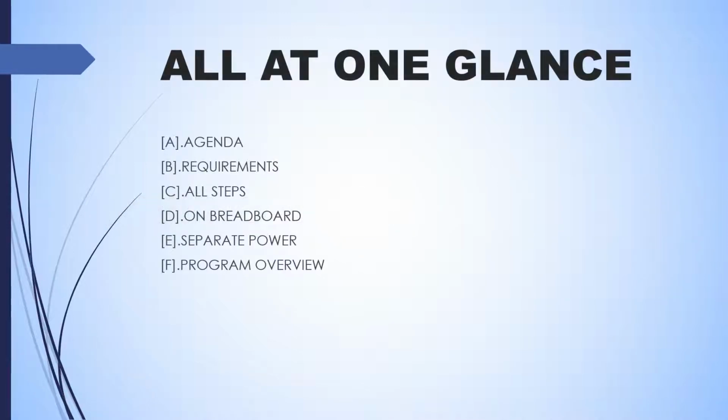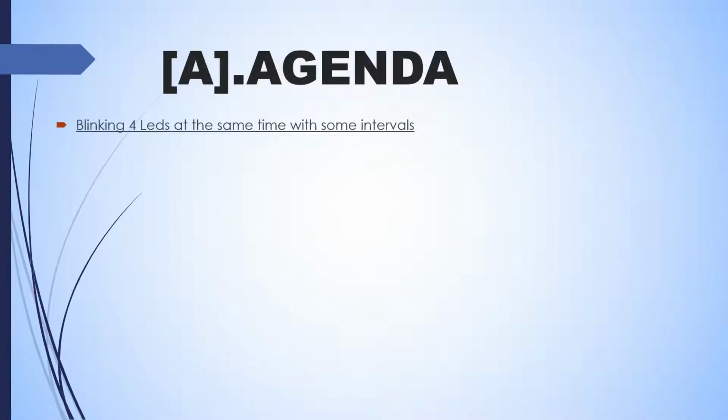So what are the topics I am going to discuss today? These are the contents: the agenda, the requirements, all the steps, what is done on the breadboard, separate power, and the program overview. These are the concepts we will discuss one by one. Very first, the agenda: glowing 4 LEDs at the same time with some interval.